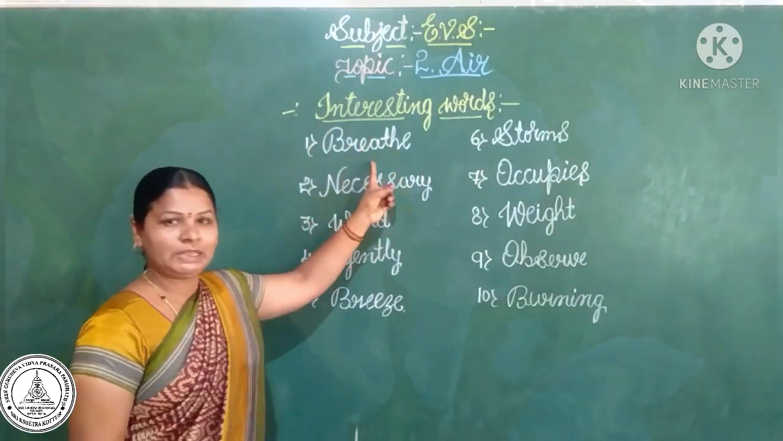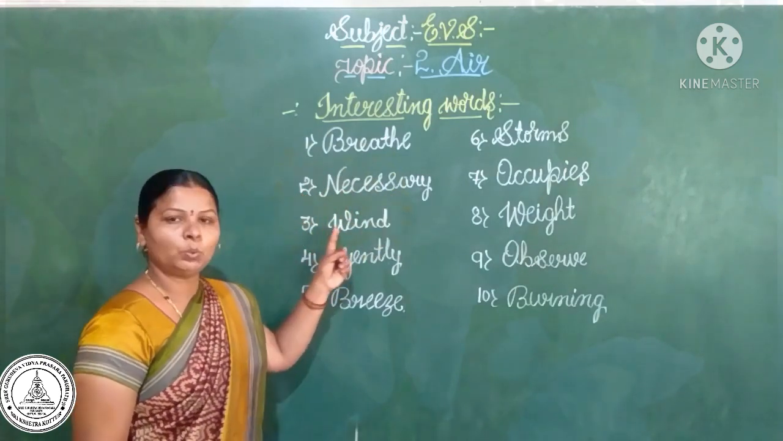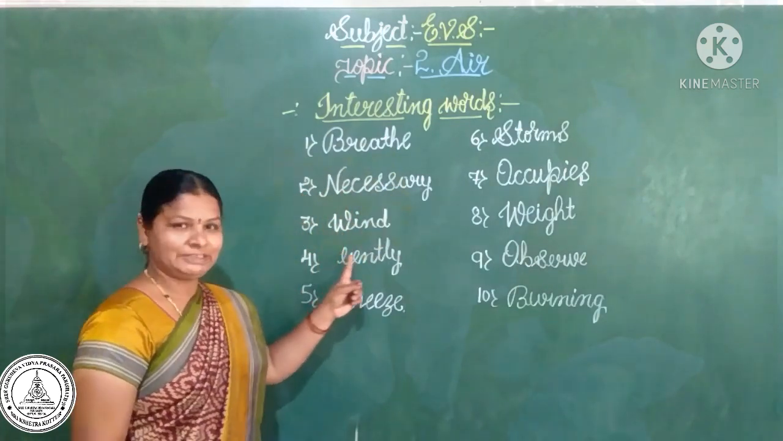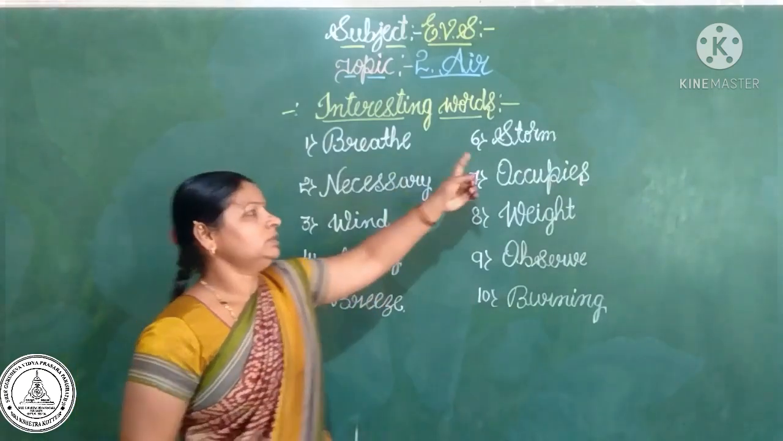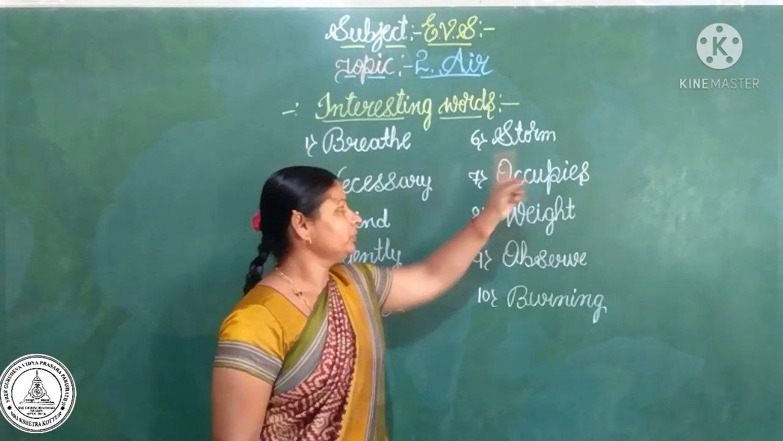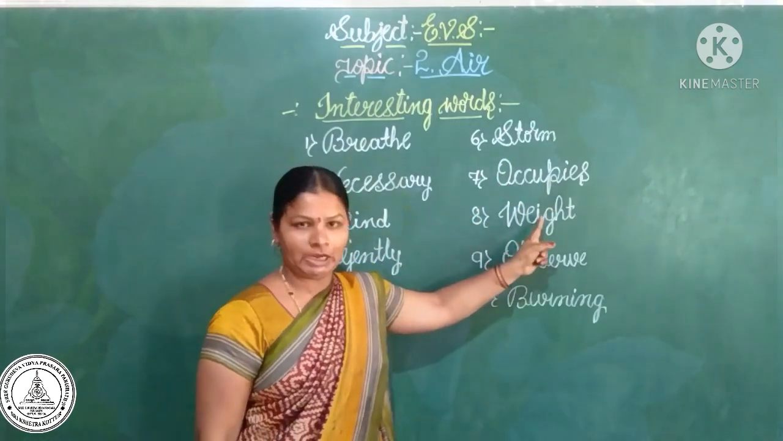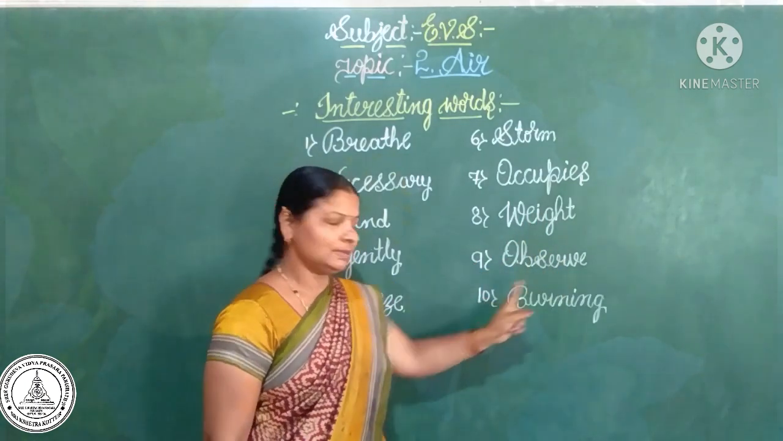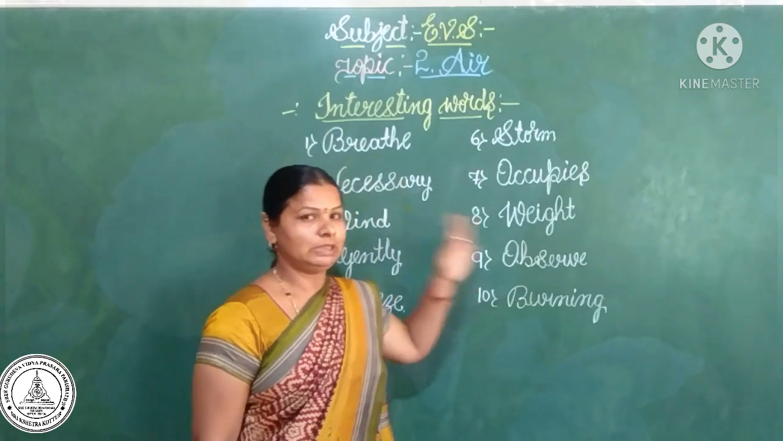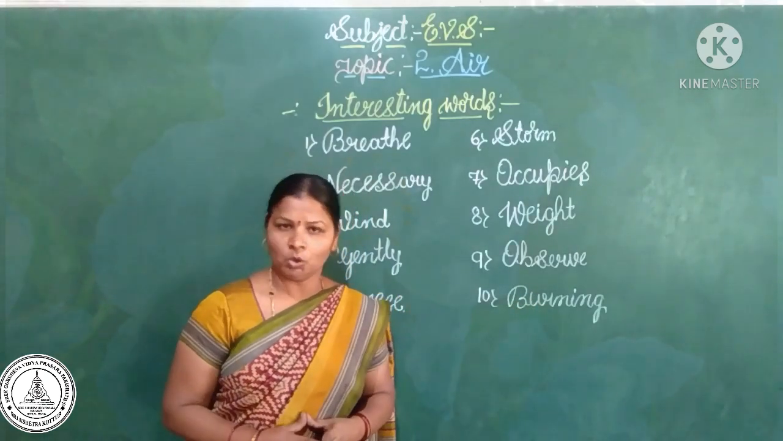First one is breathe. Second one is necessary. Third one is wind. Fourth one is gently. Fifth one is breeze. Sixth one is storm. Seventh one is occupies. Eighth one is weight. Ninth one is observe. Tenth one is burning. Okay, so these are the interesting words you can practice at home.